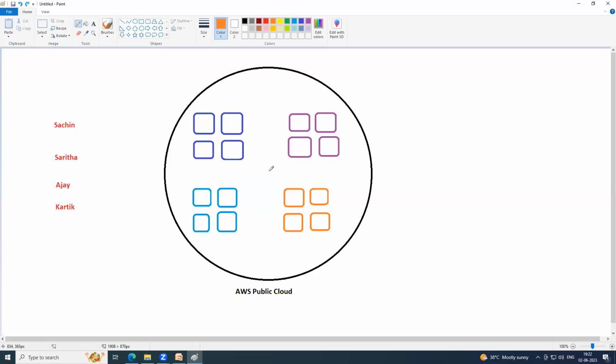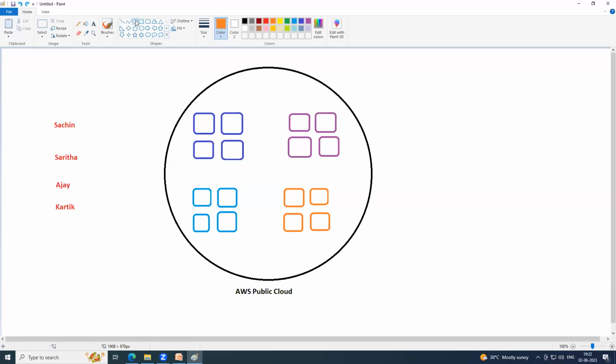Sachin wants his private machines, Sarita wants her own machines, everyone wants their own machines. I don't want to touch other machines, and they don't want to touch mine. But AWS is a public cloud, so we need to have our own private space, our own private cloud. And whatever we are talking about is virtual, not physical, so you need a private cloud, virtual private cloud. That is called VPC.